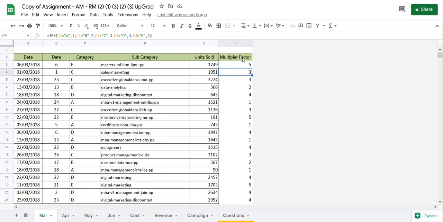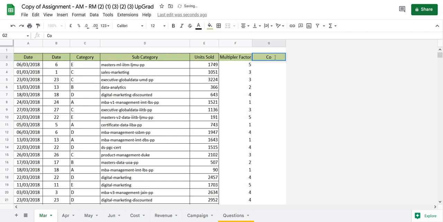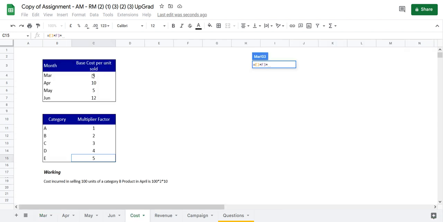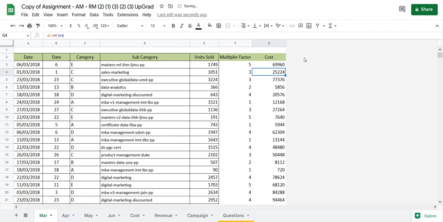Now the next thing is we have to find out the cost. So we'll add one more column here, cost. What will the cost be? The cost will be total units sold multiplied by the multiplier factor, multiplied by the base cost for that particular month. For March it is 8, so we'll multiply it by 8. So we got the cost. Similarly for April, we'll just copy the formulas.